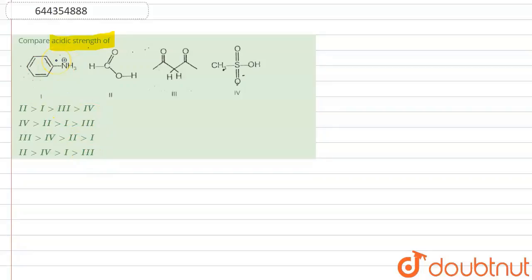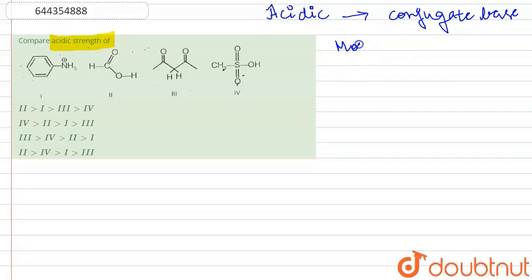Now firstly, what we need to do is to find out which one is the most acidic. We are going to draw their conjugate base, right? So to find out the acidic strength, we are going to draw their respective conjugate bases. The compound which will have the most stable conjugate base will be the most acidic in nature, right? So let me start by firstly drawing the conjugate base of the first compound.